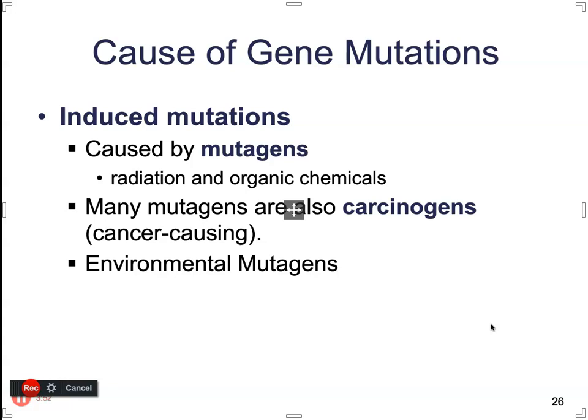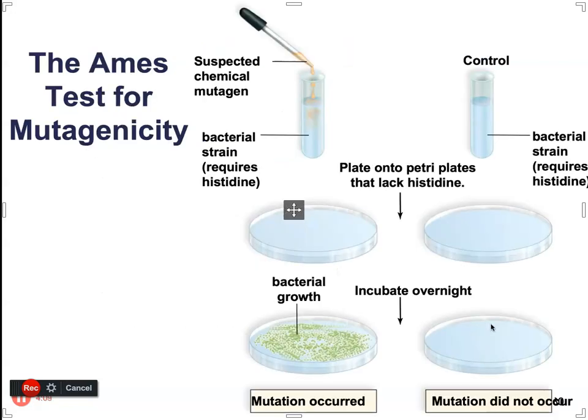Some of the environmental mutagens are UV radiation. Too much unprotected exposure to sunlight can cause cancer. Tobacco smoke. Tobacco smoke contains multiple carcinogens, and it has been linked to 1/3 of all cancer-related deaths. So how can scientists determine if a chemical is mutagenic? A lot of times we're going to use what is known as the Ames Test for mutagenicity.